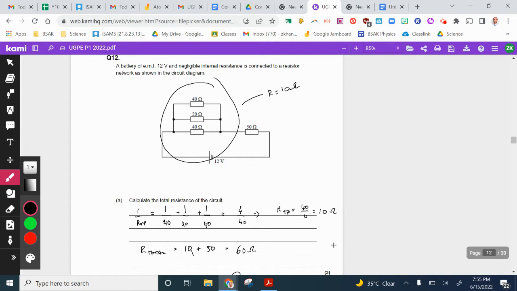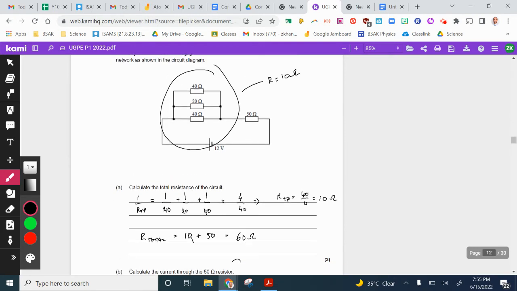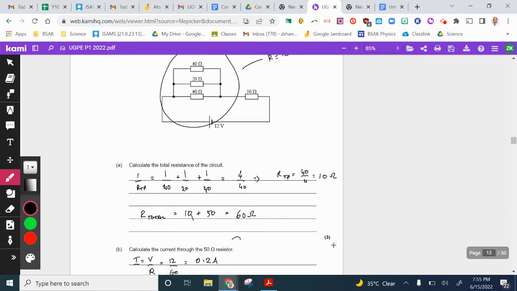Now that is in series with the 50 ohms, so we add that on to the resistance, and that is 10 plus 50, and 60 ohms is the total resistance in the circuit. So it was 1 mark for this, 1 mark for that, and 1 mark for that. So that was the way you get your 3 marks.